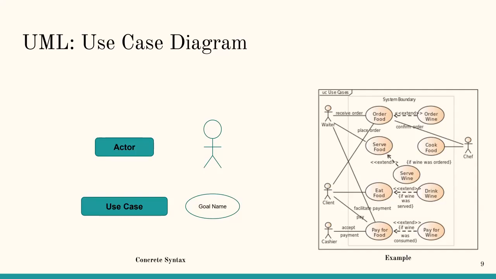So for example, an actor would be represented through a stick figure and a use case would be represented through an ellipse with the name of the goal. On the right, you can see an example of that. Here, there's a waiter, for example. The waiter is represented through a stick figure and is named waiter, and this waiter has goals with the system, the goal being to order food.